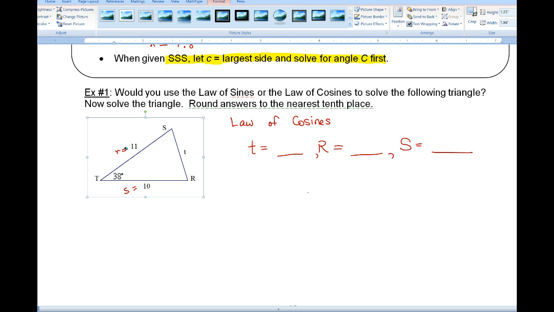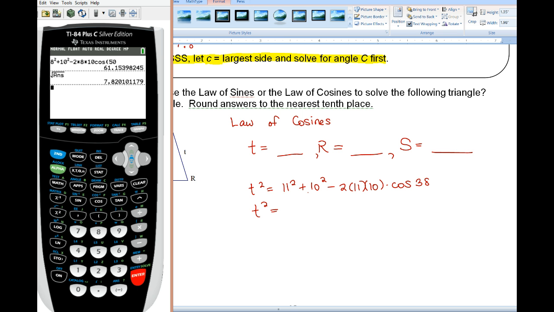So how would we set that up? Remember, we're going to use this angle, so this is going to be the variable we're looking for. What would you do, Jordan? T squared equals 11 squared plus 10 squared minus 2 times 11 times 10 times cos of 38. For this problem, do we have to let c equal the largest? No, that only comes into play when you have the 3 sides and you don't know the angle.